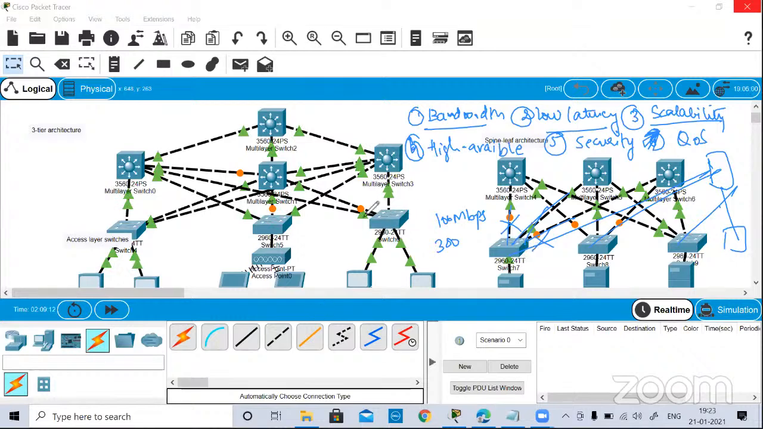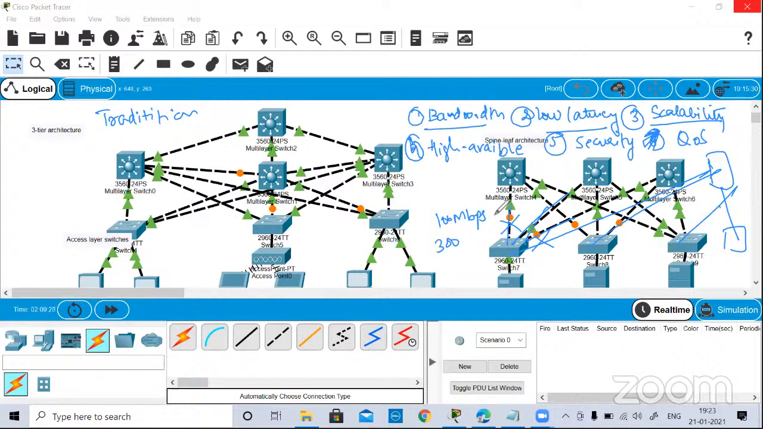I hope you got the basic difference between the 2-tier and 3-tier. This is also known as a traditional architecture. The 2-tier is just collapsing the core layer, and then there is the spine leaf architecture.